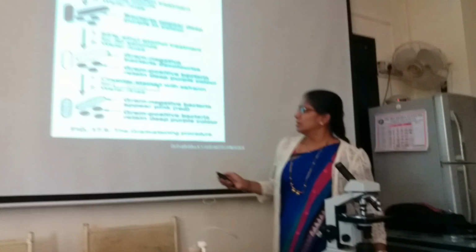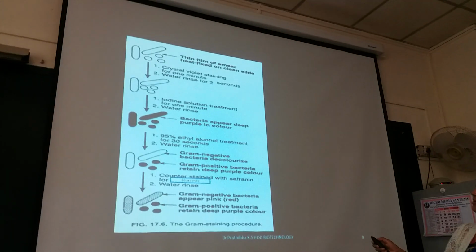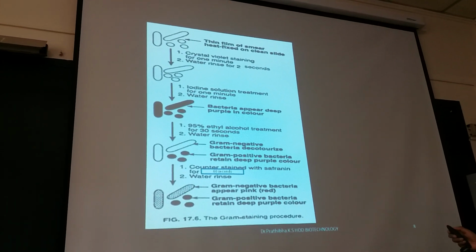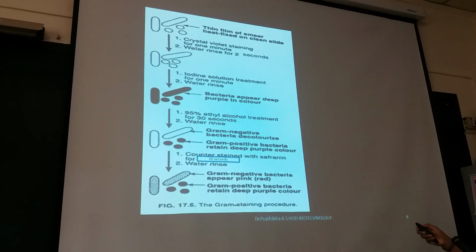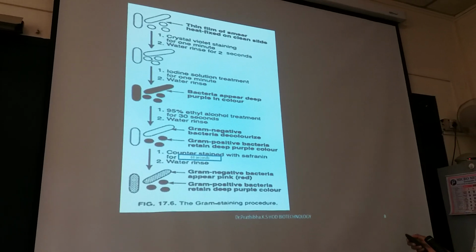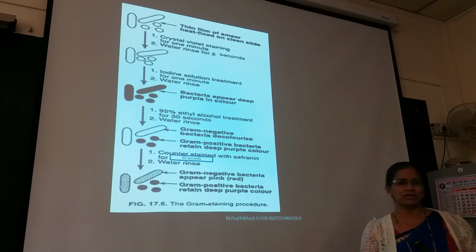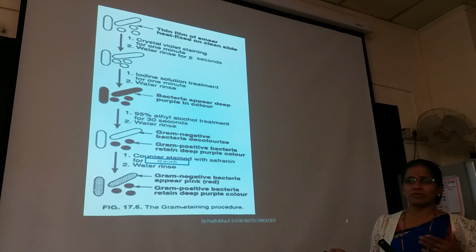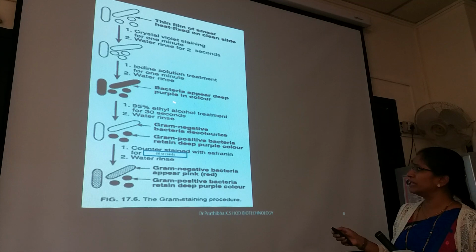Here we can go through the procedure of gram staining again. First you take a thin film of smear, heat fixed onto a clean slide. Then we add crystal violet stain for 1 minute, then a water rinse for 2 seconds, then iodine solution treatment for 1 minute. Then you can rinse with water, or if you skip the water rinse it is not an issue. Bacteria appear deep purple in color.